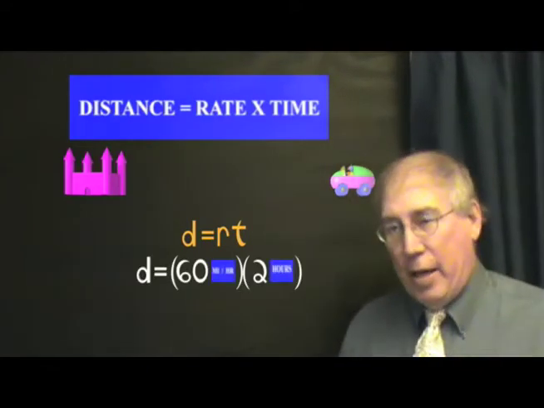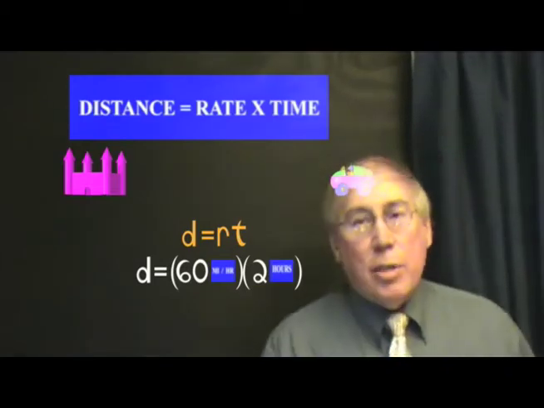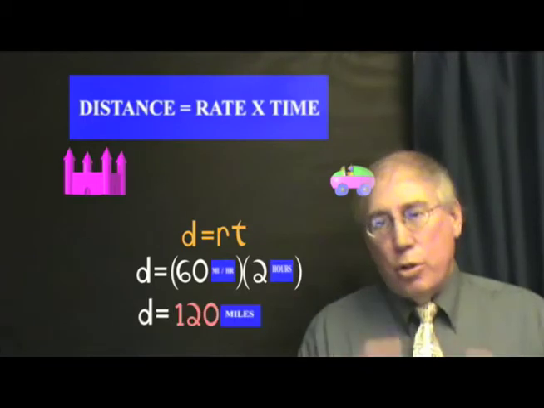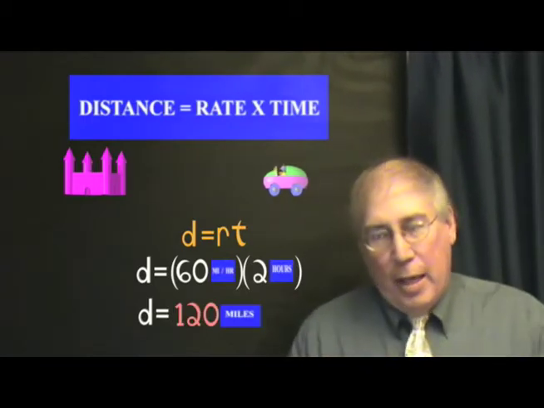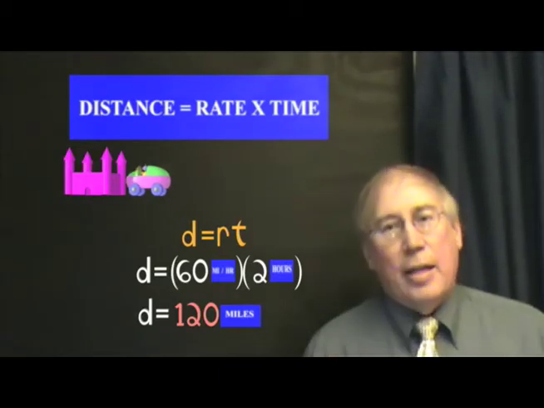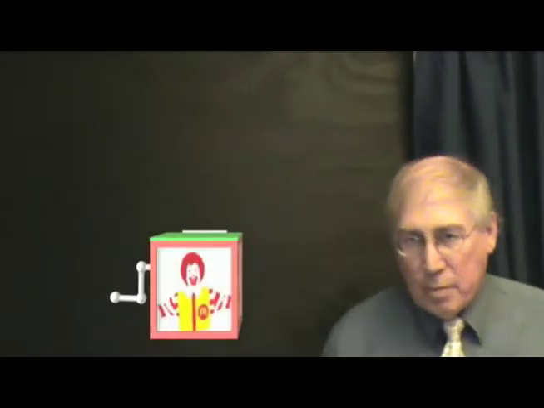Now, we could simplify that equation above there by d equals r times t. Let's suppose that we know he's driving 60 miles an hour, and it takes him 2 hours to get there. If we put those in for the rate and the time, calculate it, we come up with a distance of 120 miles.